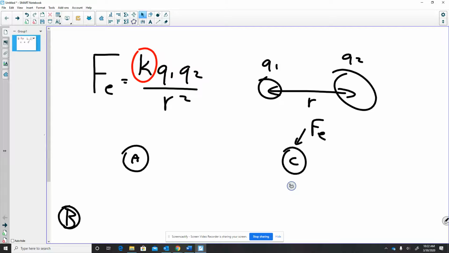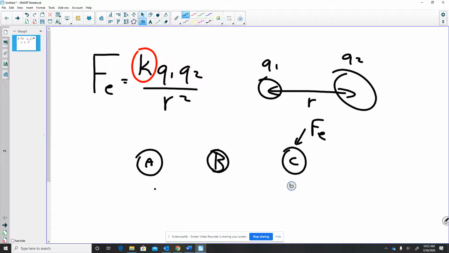So we do k, QA, QC over r squared, and find out what that value is. Then we do the same thing with B and forget that A is there. Find out what the electrostatic force is between B and C. Once we've found those forces individually, we can put them together into a net force equation. So our F net for this would be equal to F_AC plus F_BC. Pretty simple.